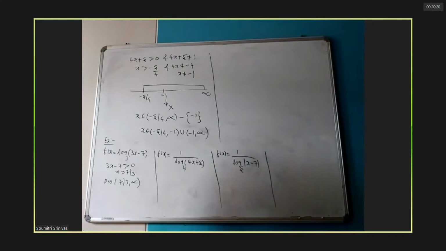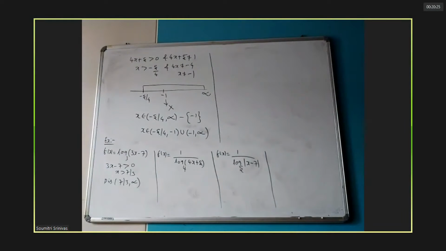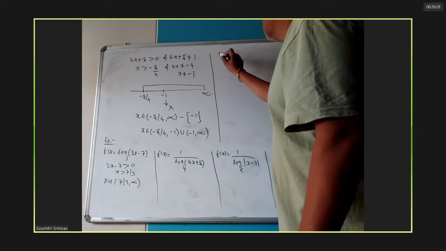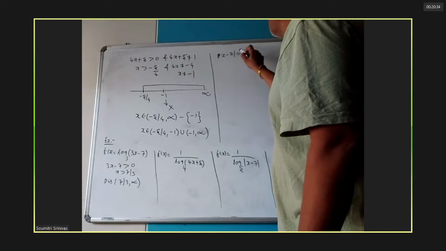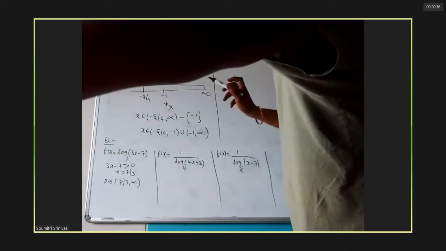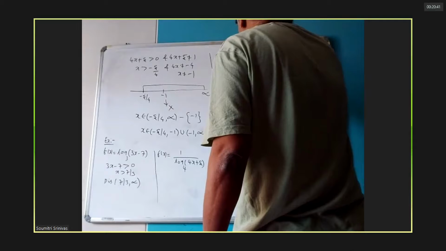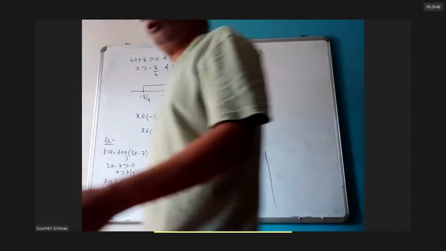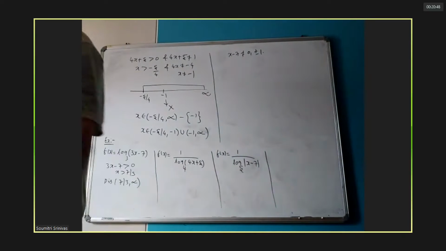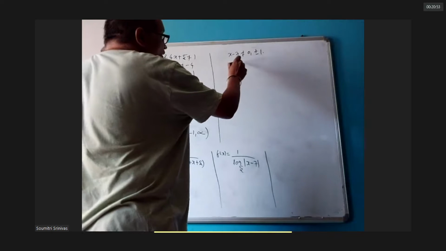Next one. No. Mod x minus 7 should not be equal to what? Hello? X minus 7 must not be equal to what? 0, 0 plus or minus 1. Am I correct? Yes, sir. So x must not be equal to what?